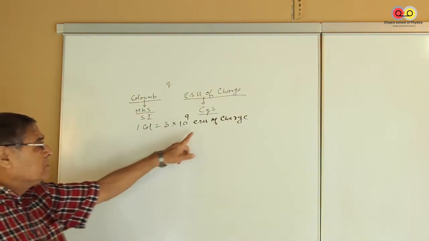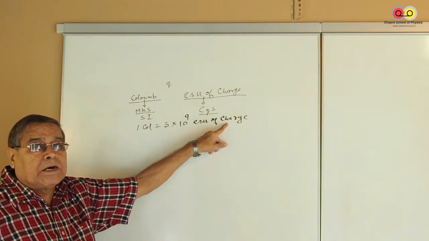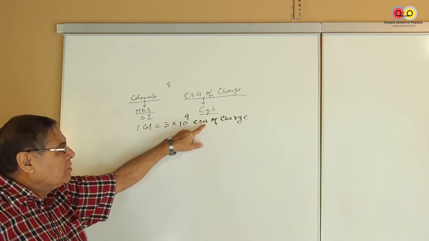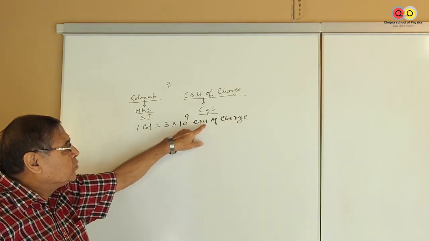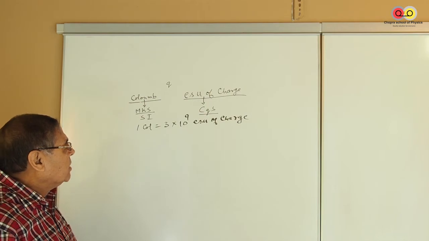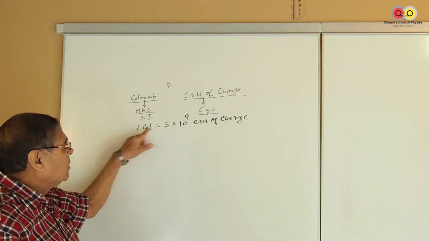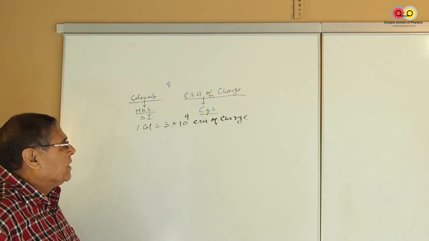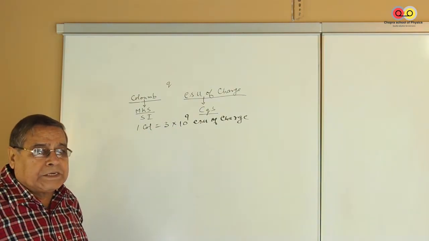It is necessary to remember that along with ESU, it is necessary to write charge, because ESU also stands for the potential at a point in the electrostatic field, as well as the capacitance of a conductor or a capacitor. So you will remember, we have written here ESU of charge. That is, we are relating Coulomb with ESU of charge. 1 Coulomb is 3 into 10 to the power 9 electrostatic units of charge. It will be very frequently used in the applications.